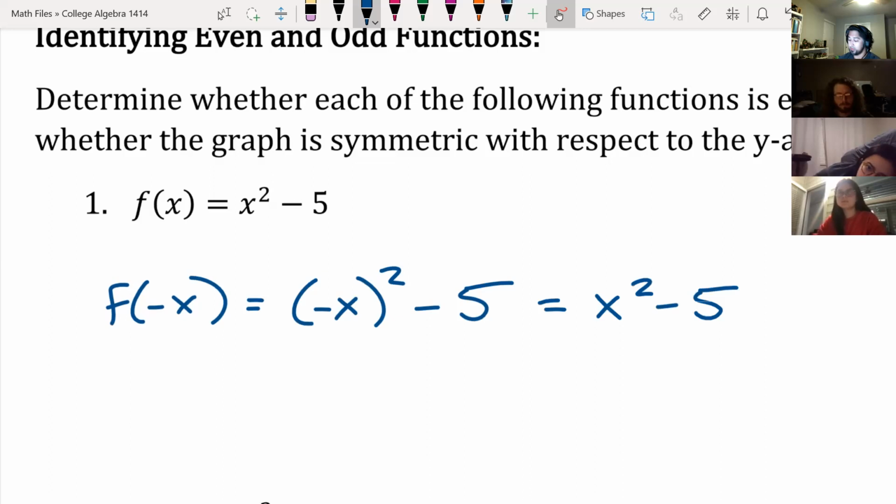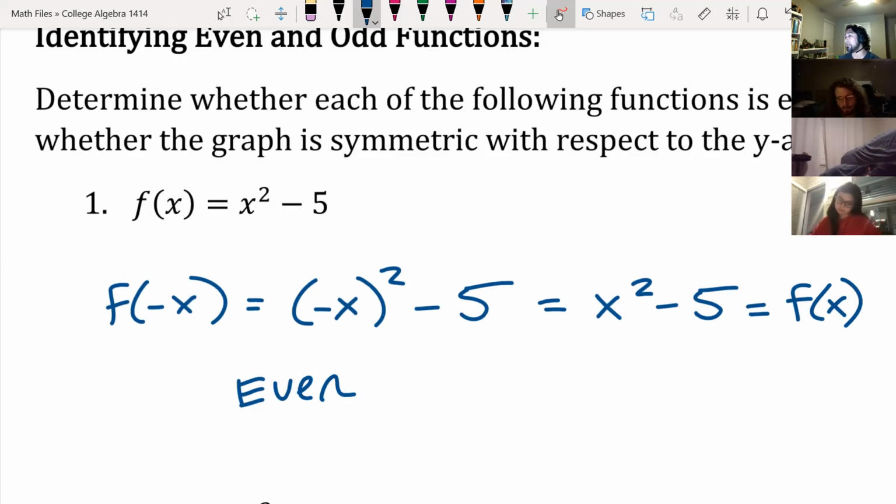Yes. So this equals f of x, which means we are even. So algebraically, this is what it means to be an even function. You plug in negative x, you get the original function back.